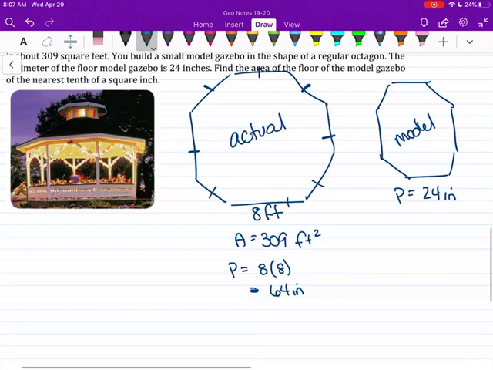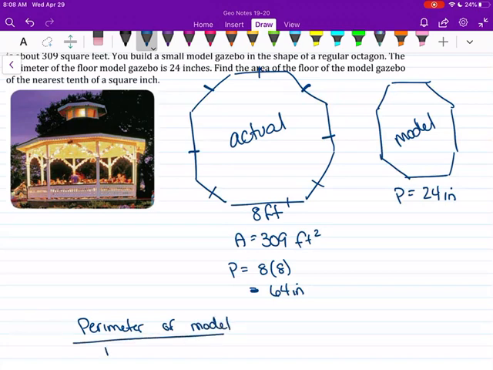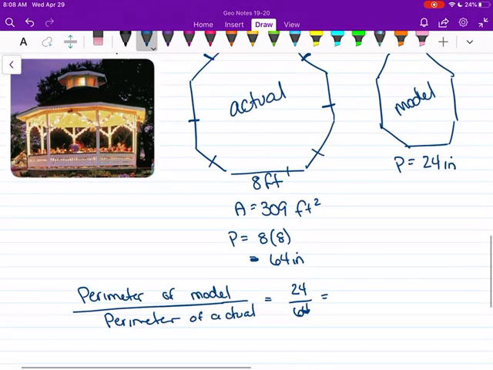All right, so my ratio of perimeters. So perimeter of model to perimeter of my actual gazebo is going to be 24 to 64, which reduces to, oh, look at this. I just made a mistake. I wrote down inches here, and it is not inches. It is feet. Uh-oh. Okay, let's erase that. Let's erase. This is in feet.